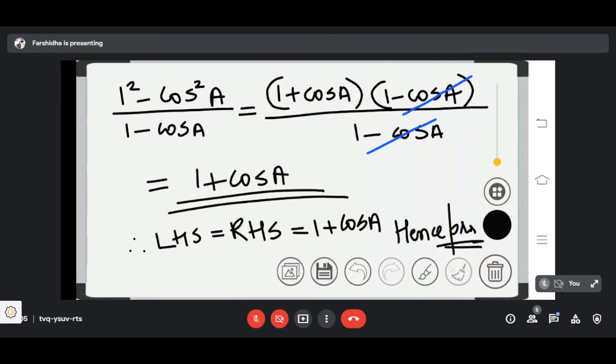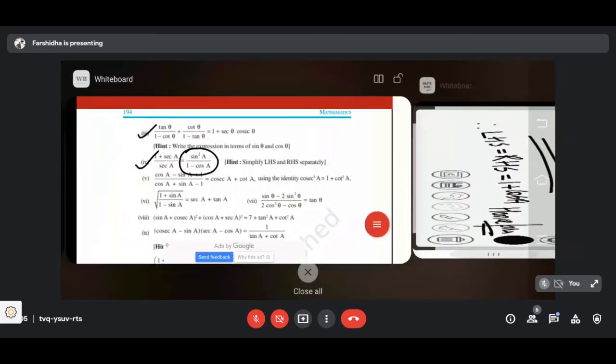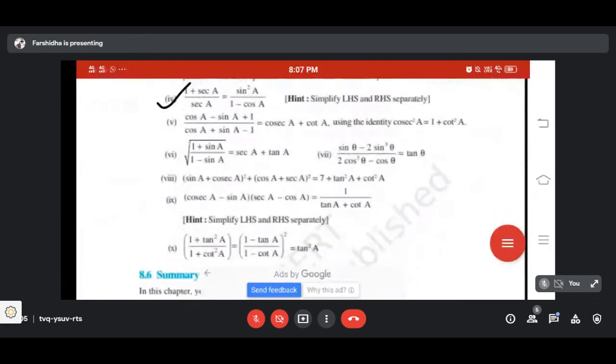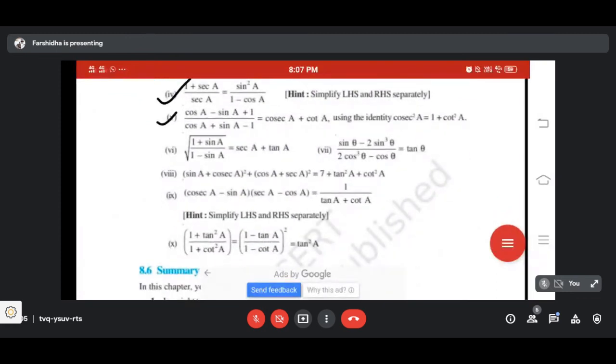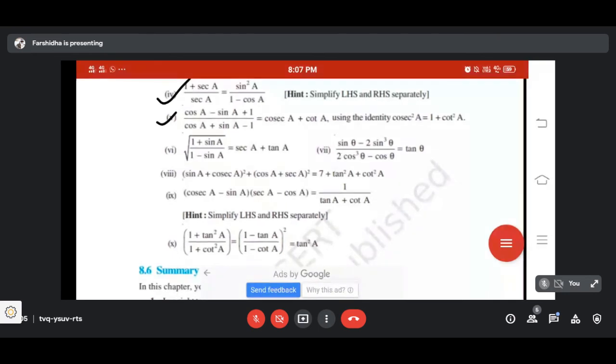So we'll move to the next one. Fifth one, cos A minus sin A plus 1 divided by cos A plus sin A minus 1 equal to cosec A plus cot A using the identity cosec square A equal to 1 plus cot square A. So if you need to apply the identity cosec square A equal to 1 plus cot square A, there should be something in terms of cosec and cot here on the LHS side. But we have only in terms of cos and sine. So first of all, we need to convert it in terms of cosec and cot.